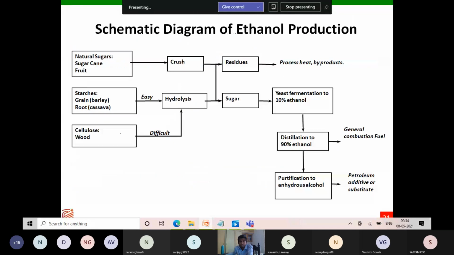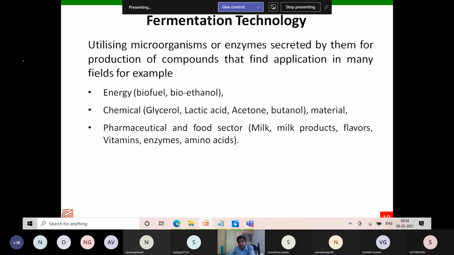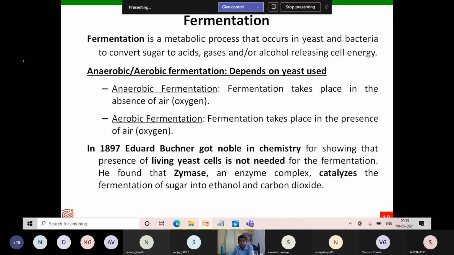So the other thing that I missed was ethanol fermentation. I told you how it's a biochemical technology where zymase, the catalyst, is given out by the yeast cells. The zymase is an enzyme complex which catalyzes the fermentation of sugar into ethanol and carbon dioxide, and this was discovered by Edward Buchner in 1897.